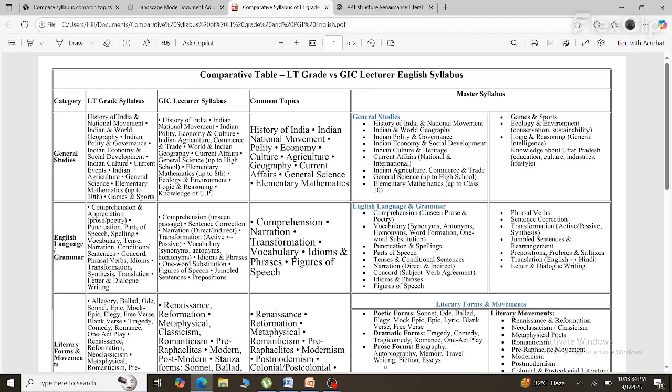So as you can see, your syllabus has several categories, and the first category is general studies. This column represents the LT grade syllabus, this column represents the GIC lecturer syllabus, and these are the topics which are common between the LT grade syllabus and the GIC lecturer syllabus. And this column is the master syllabus.